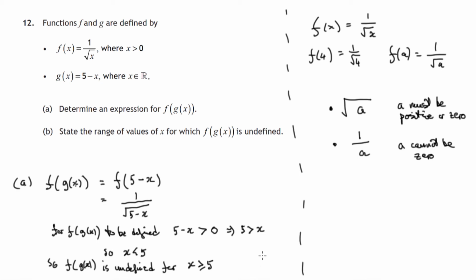I mean, you can check that by putting 6 in, for instance. 5 minus 6 is negative 1, square root of negative 1. That's not a real number. Let's try 5 itself. 5 minus 5 is 0, square root of 0 is 0. We cannot divide 1 by 0. So it's undefined if x is greater than or equal to 5.